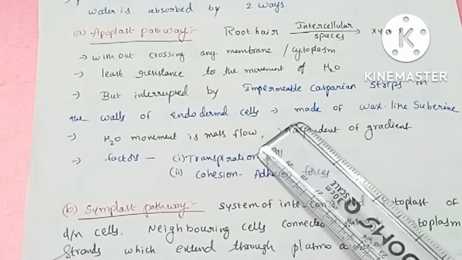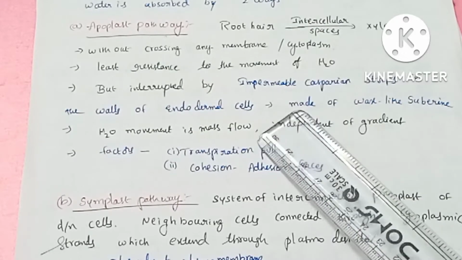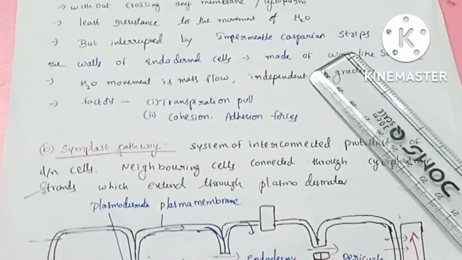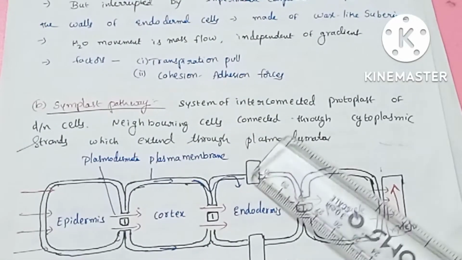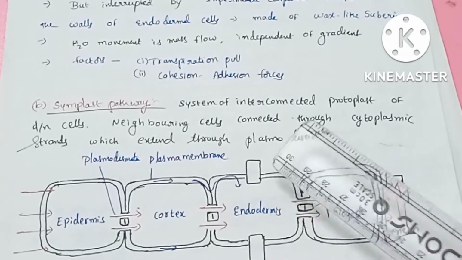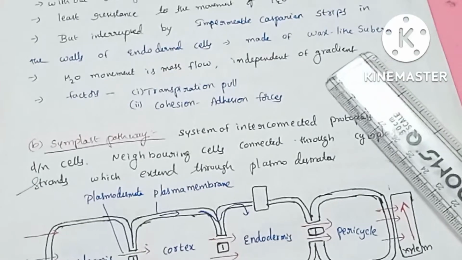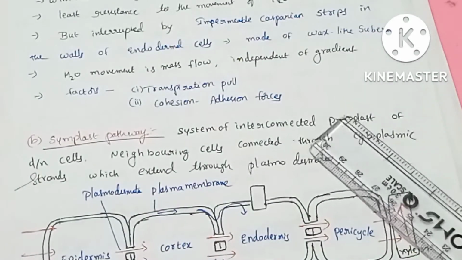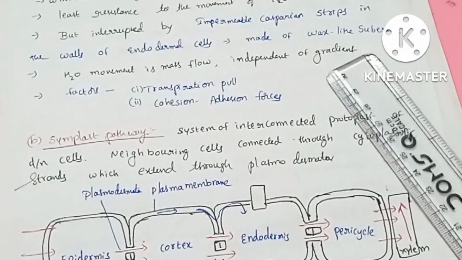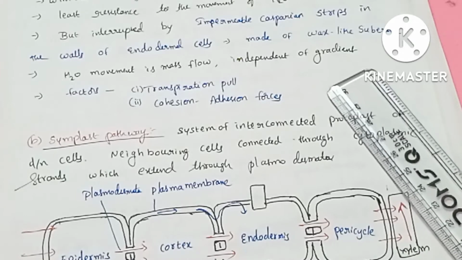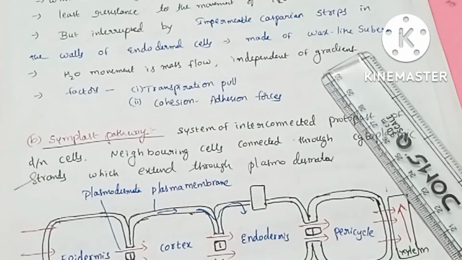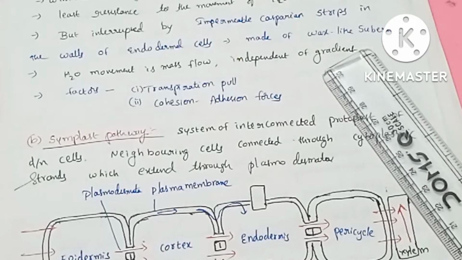But in the apoplastic pathway also there is one barrier present. In the endodermis region there is a barrier called the Casparian strip. This Casparian strip is made up of a wax-like substance called suberin, right?